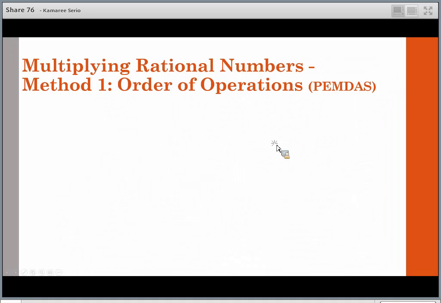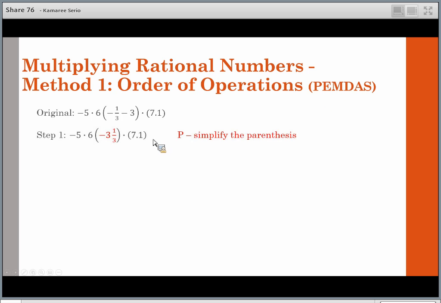Okay. So now what we're going to be doing is we're going to solve a more complex problem using PEMDAS, and then we're going to solve it using the distributive property. So first we're going to do PEMDAS, and remember the P in PEMDAS stands for parentheses. So what we're going to do is combine our parentheses here.